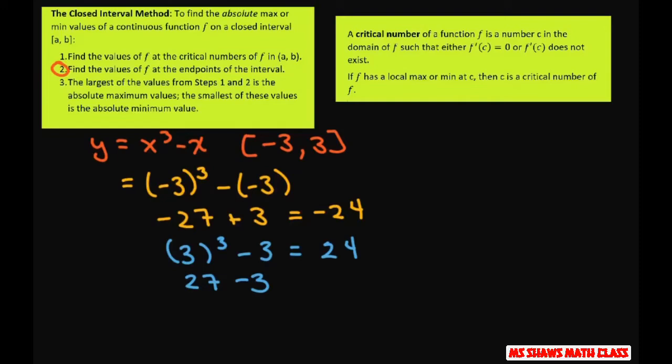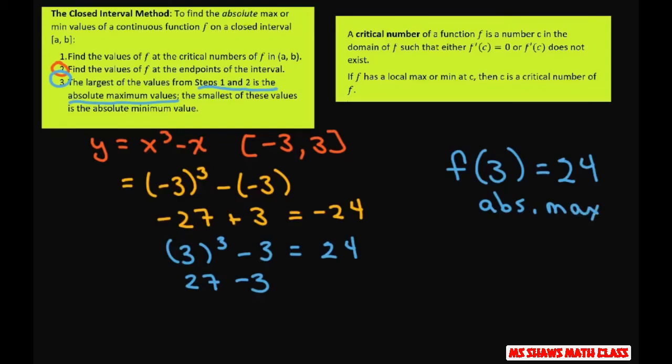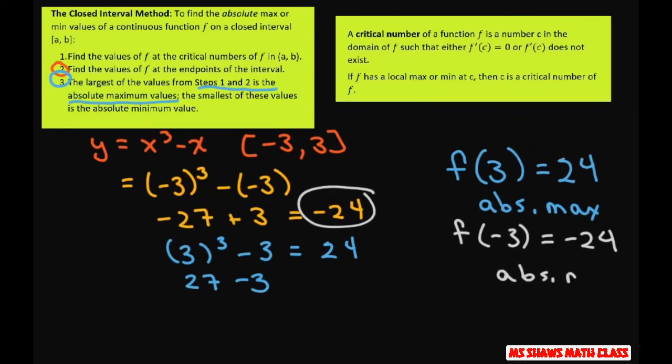So finally, it says the largest value from steps 1 and 2 is the absolute maximum. And so f of 3 is 24, your absolute maximum. And your minimum is f of -3, which is -24. That's your absolute minimum.